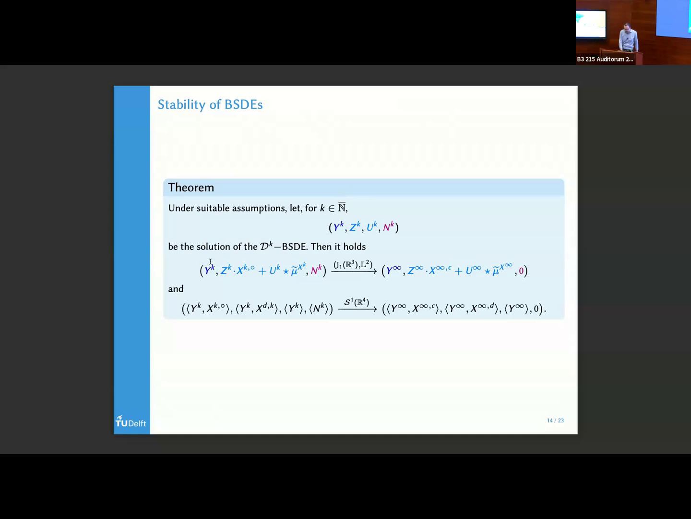That the solution of the BSDE goes to the solution. The sum of these martingales will go to the sum of these martingales, and the orthogonal component is going to converge to 0. Because again, you need the martingale representation property in your assumptions.